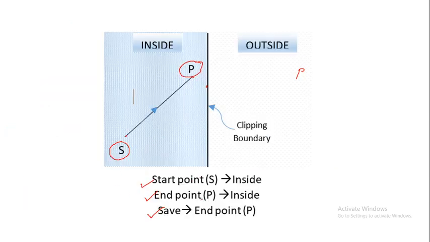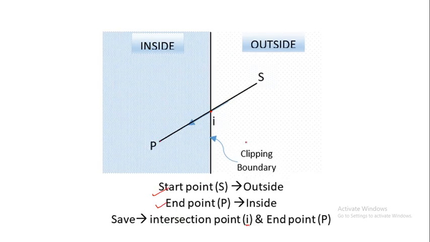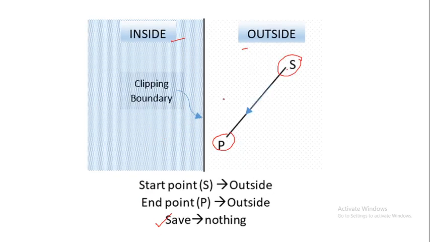If both start point and end point are inside, you have to save the end point P. If the start point is inside and the end point P is outside, we're supposed to save the intersection point I. If the start point is outside and the end point is inside, we're supposed to save I and the end point P. If both are outside the clipping boundary, then we're supposed to save nothing. So these are the things to save with respect to the boundary. We'll write the algorithm, then things will be clear to you.